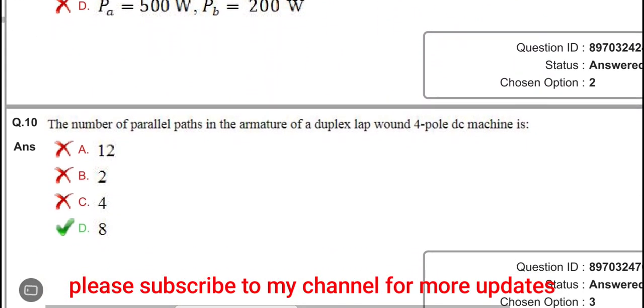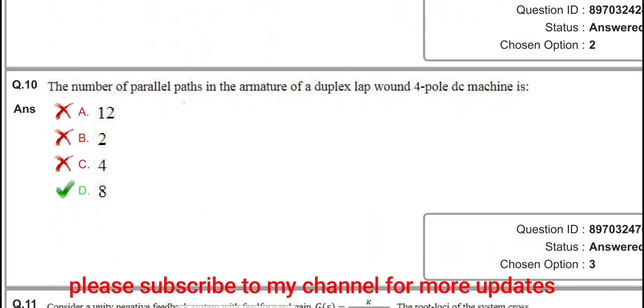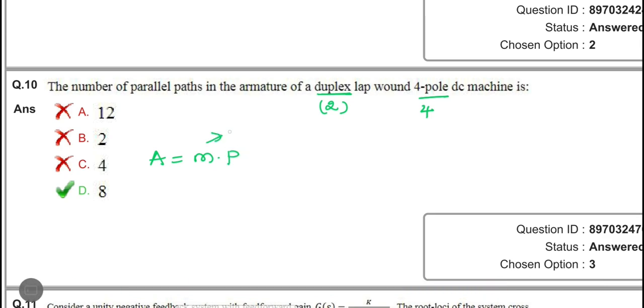Next we'll see the next question. The number of parallel paths in the armature of a duplex lap wound 4-pole DC machine. Duplex means it is 2, and the number of poles is 4. Now what is the number of parallel paths? A, the number of parallel paths, is equal to M into number of poles P, where M is 1 for simplex and 2 for duplex. So A is equal to 2 into 4, since the number of poles is 4. It is going to be 8. So the answer here is 8.